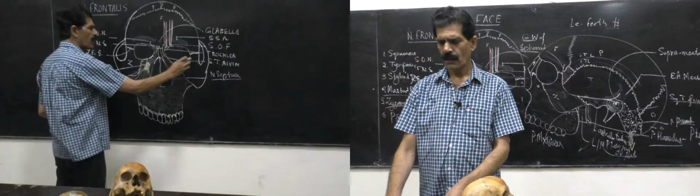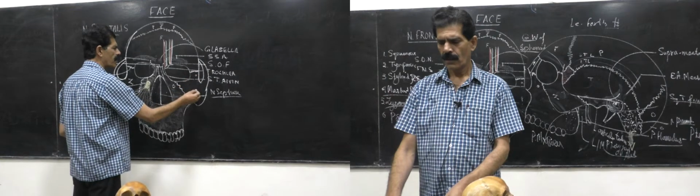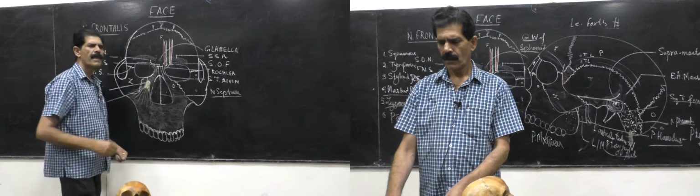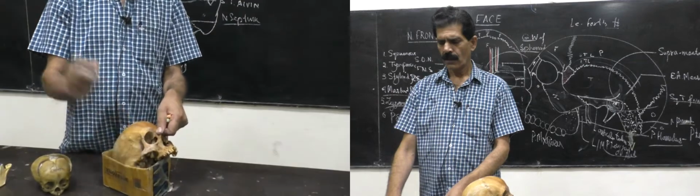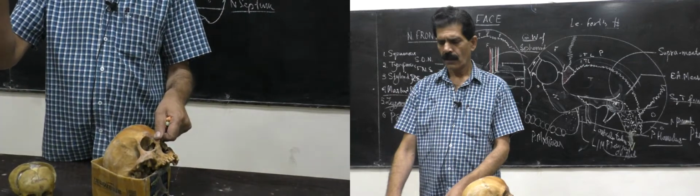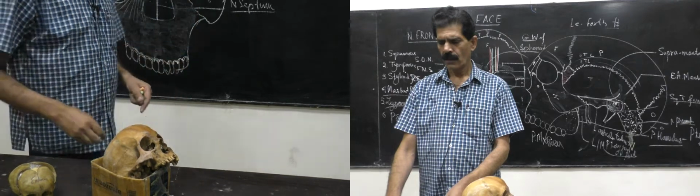Then over this zygomatic bone, there are two very minute foramens also found in the zygomatic bone. One is above and one is below. Very fine, only the tip of your sewing needle can pass through this. So these are mystery foramens.